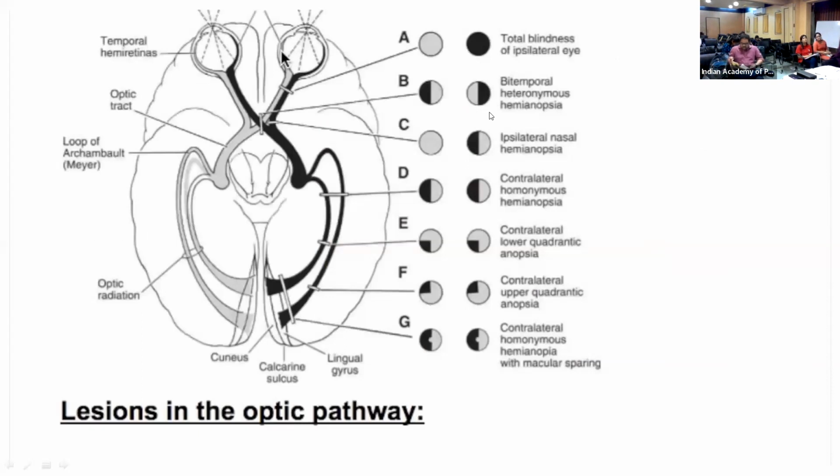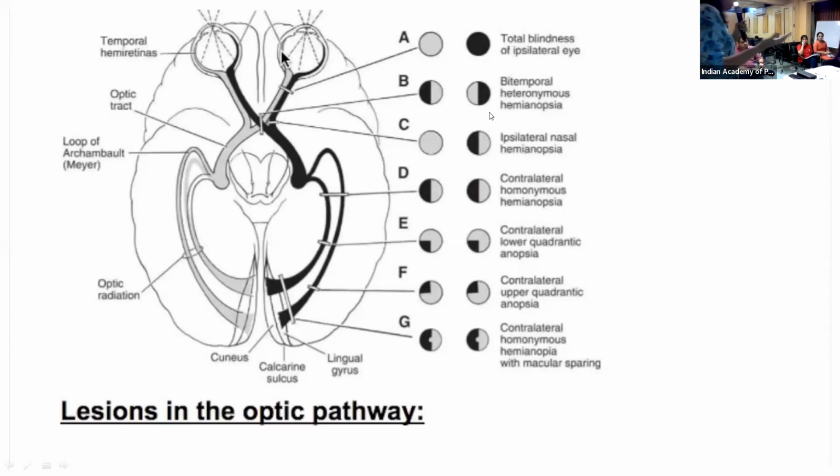Again, for field of vision, this is a very commonly asked question. What you can remember is that the fibers on the nasal side of the eye see the temporal side. The fibers on the temporal side see the nasal side. Only the nasal fibers decussate. The temporal fibers do not decussate. Once you know this much, you will know which side the lesion is.